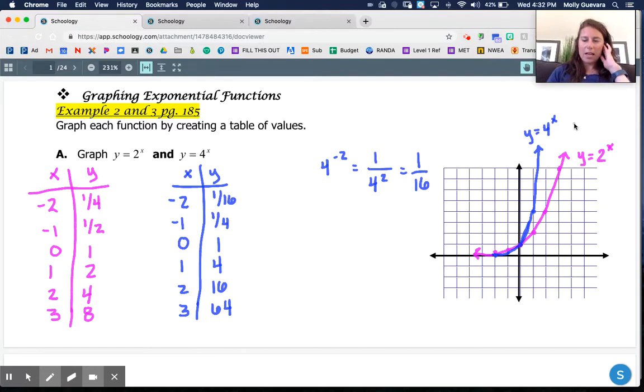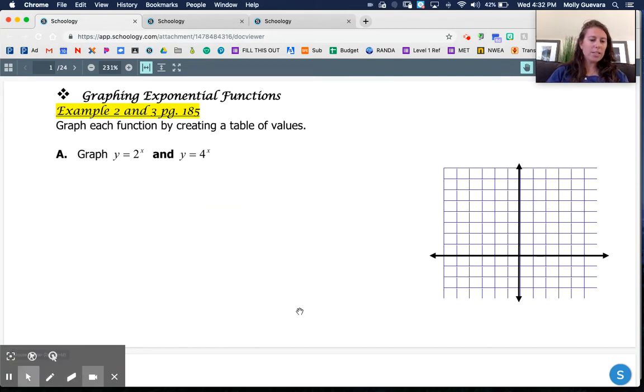Okay, so what we're really looking at here is, notice that if my a value, or my base, right, this is called my base, if my base is bigger, the graph is more steep. As my base gets smaller, the graph gets more flat. Okay, so that's something just to keep in mind here. Okay, so we're going to clear this.